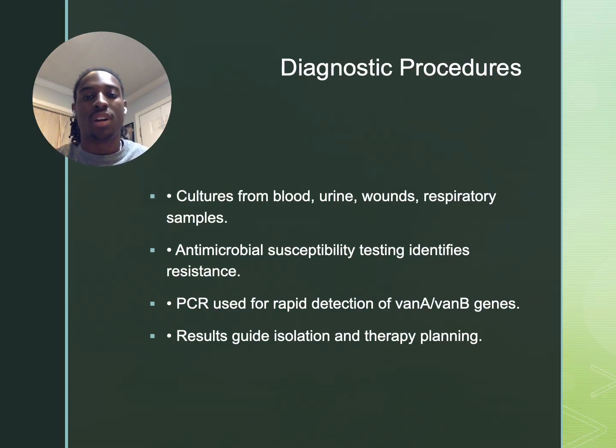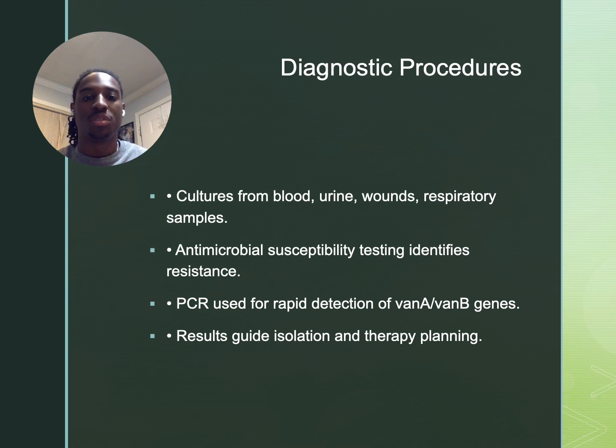So diagnosing VRE usually begins with collecting cultures from the suspected site of infection. For example, blood for bacteremia, urine for suspected UTIs, or wound swabs of an incision or pressure injury if it's infected. Once the culture grows in the lab, antimicrobial susceptibility testing is performed to determine which antibiotics the organism is resistant to. The focus is on detecting VAN A and VAN B resistance genes.